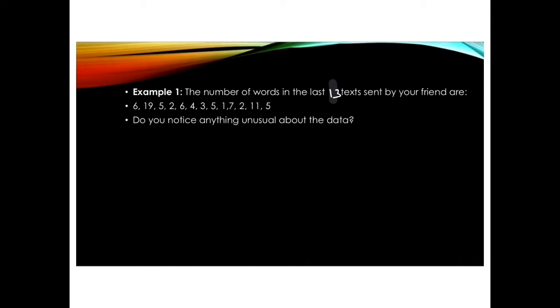Throughout this lesson, we're going to explore what an outlier is and how we identify it, and then how it affects our 5-number summary in addition to some of our other statistics. Let's get going.